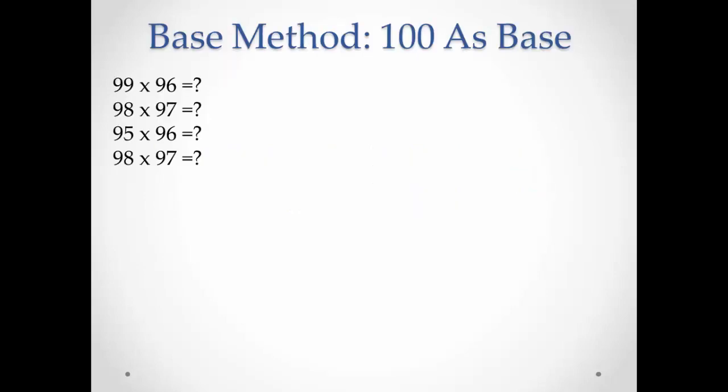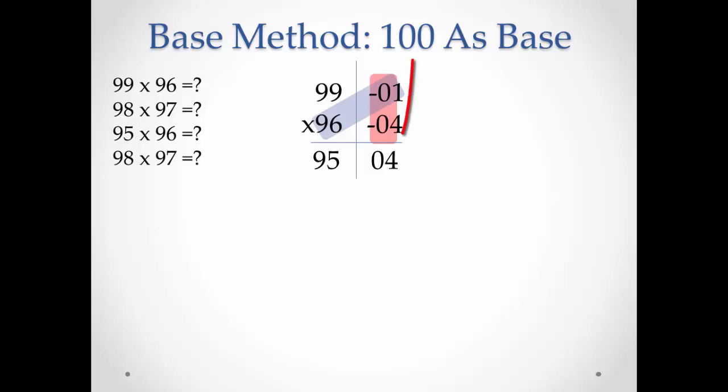Okay, now we will be increasing our base to 100. So 99 is 1 less than 100 and 96 is 4 less than 100. We follow the same method as we do with base 10. So 96 minus 1 is 95, and minus 1 times minus 4 is 04. The point to be noted over here is that I am writing 04, even though minus 1 times minus 4 is 4. But as I told you earlier, according to the placement rule, we have 2 zeros in our base, so on the right hand side of our answer, we will have 2 digits only.